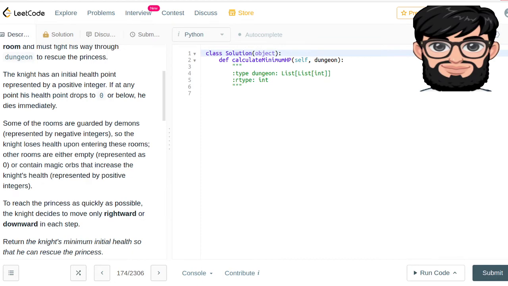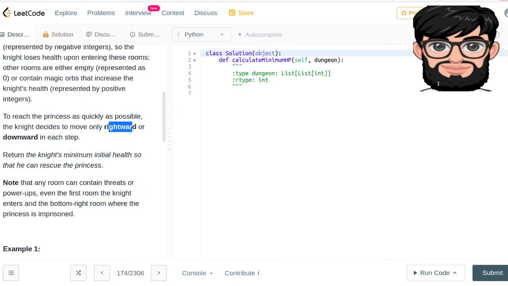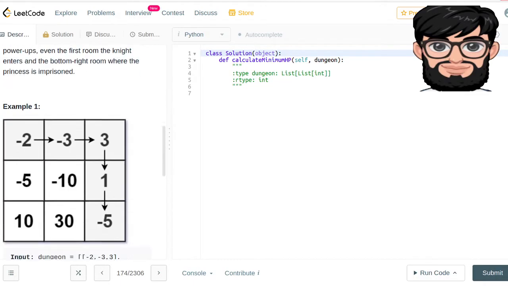Some of the rooms are guarded by demons, so the knight loses health upon entering these rooms. Other rooms are either empty, represented as zero, or contain magic orbs that increase the knight's health. We can either go rightward or downward. We have to return the knight's minimum initial health so that he can rescue the princess.